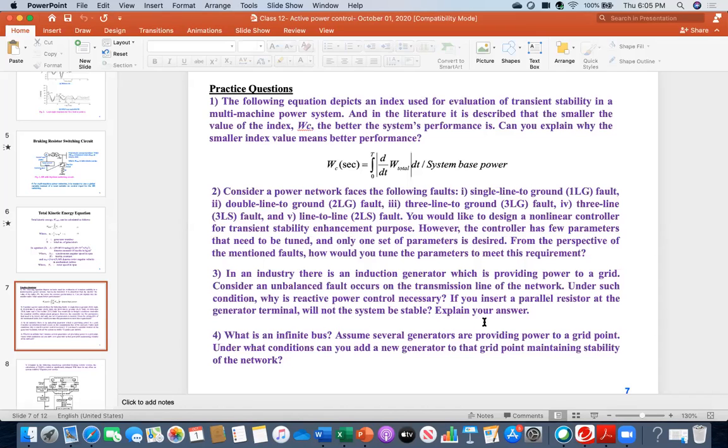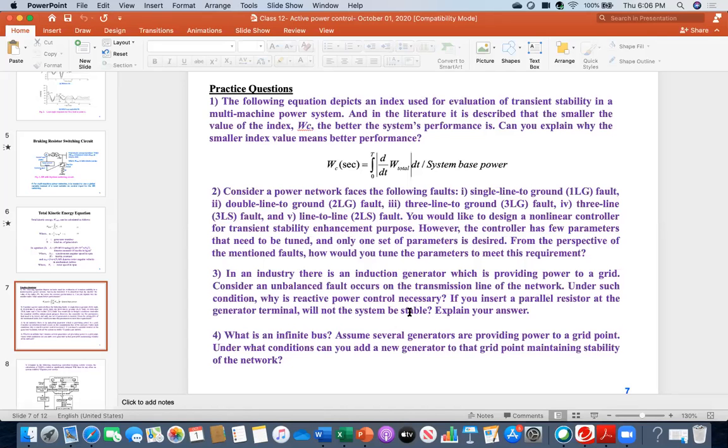Explain your answer. Your system has an induction generator providing power, an unbalanced fault happened, and then reactive power control is necessary. Why is reactive power control necessary? Why can a parallel resistor at the generator terminal not maintain the stability? That parallel resistor is basically the braking resistor that we are learning. If you insert a braking resistor, can it not stabilize the system? Why do we have to control the reactive power?